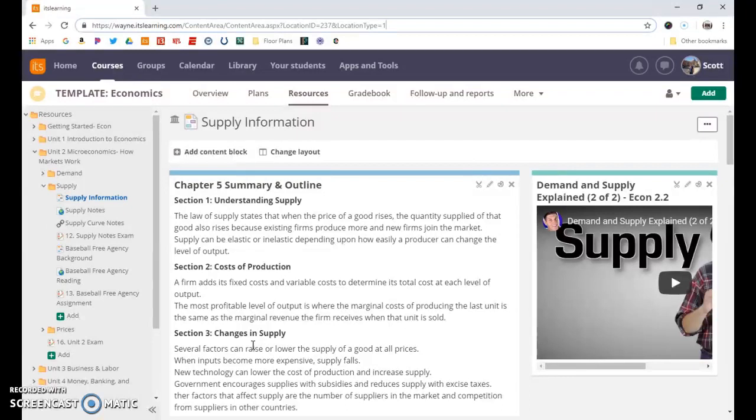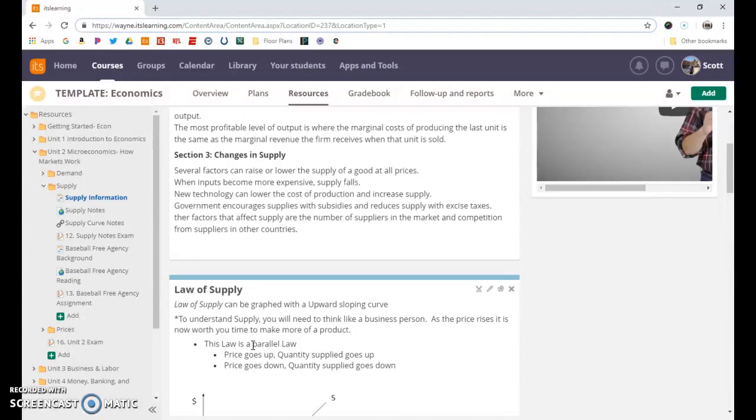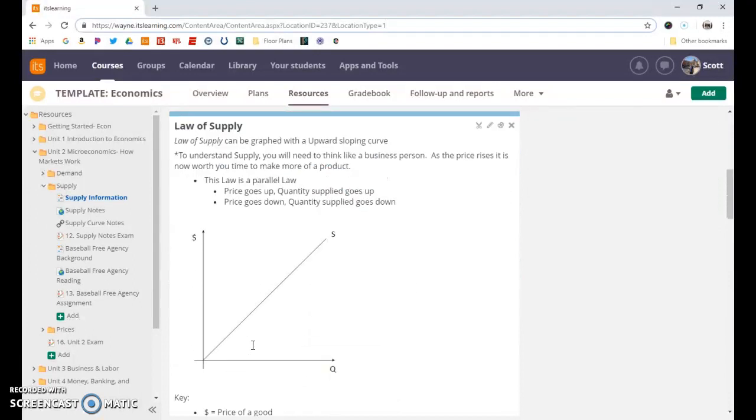Supply is different than demand. Supply is actually the inverse relationship, or the opposite, of demand. The law of supply will actually be a parallel law. So as you can tell, as the price goes up, so does the quantity.